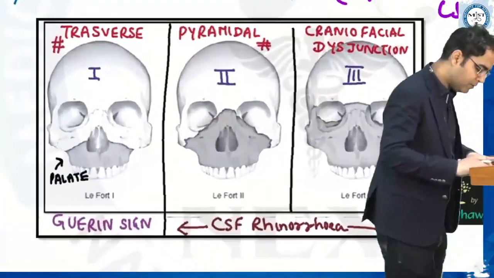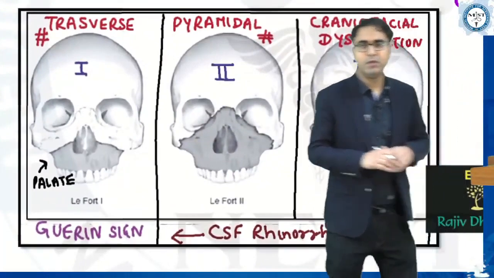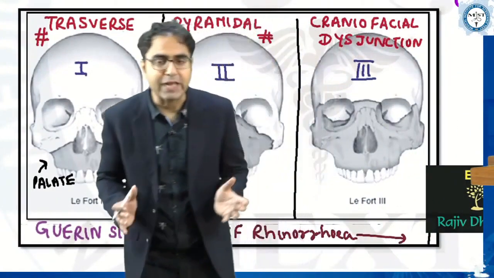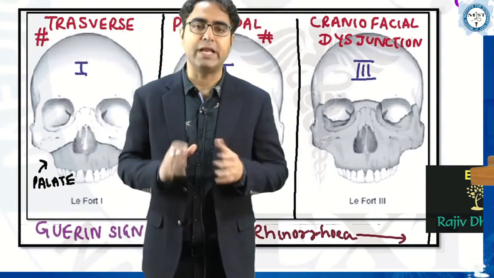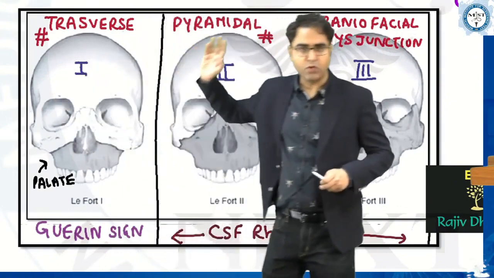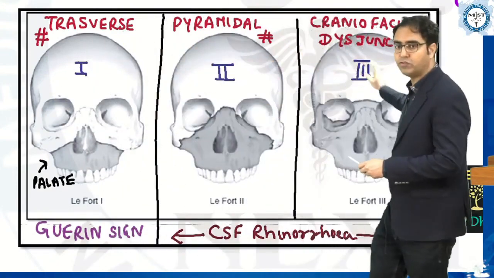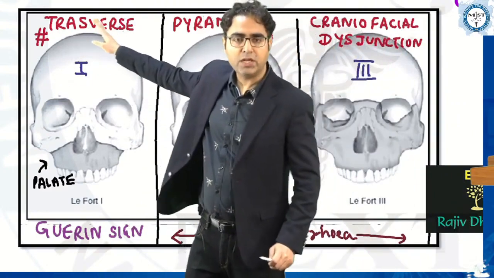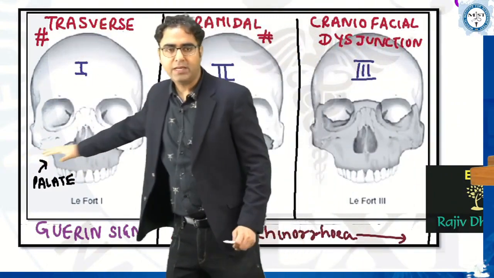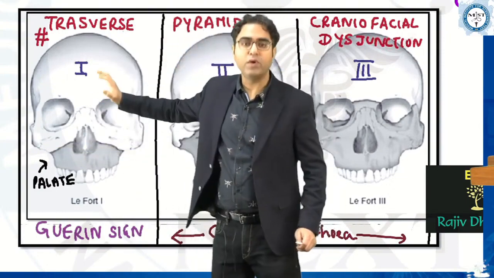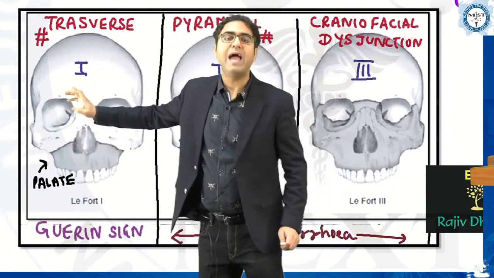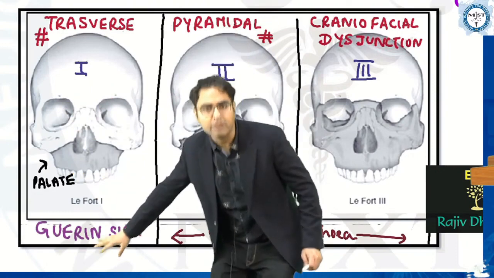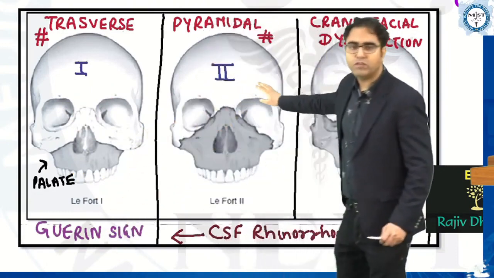Can you see this picture, beta? Let us revise. Mid-face fracture or maxilla fracture are of three types: Le Fort 1, Le Fort 2, Le Fort 3. What is the shape of Le Fort 1? Transverse fracture. It passes along the palate. So it gives two signs. Number one, floating palate. Number two, ecchymosis of palate, which is called which sign? Guerin sign.